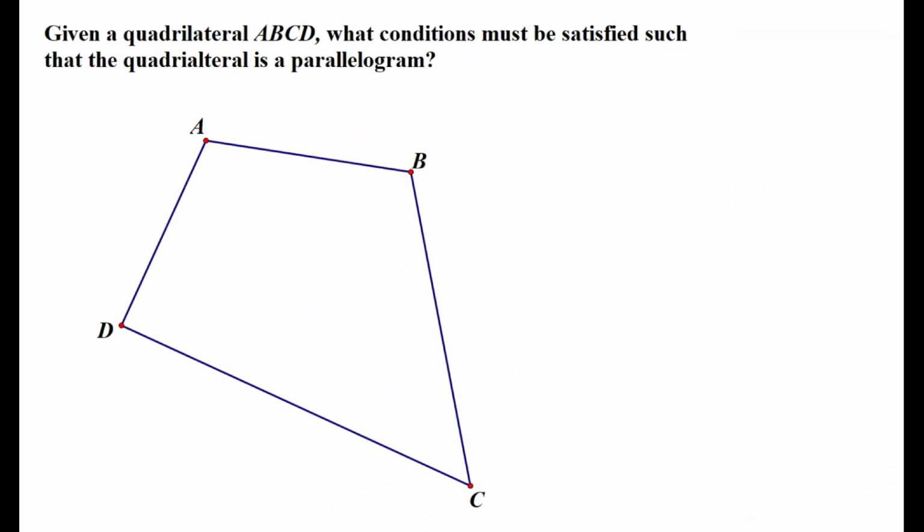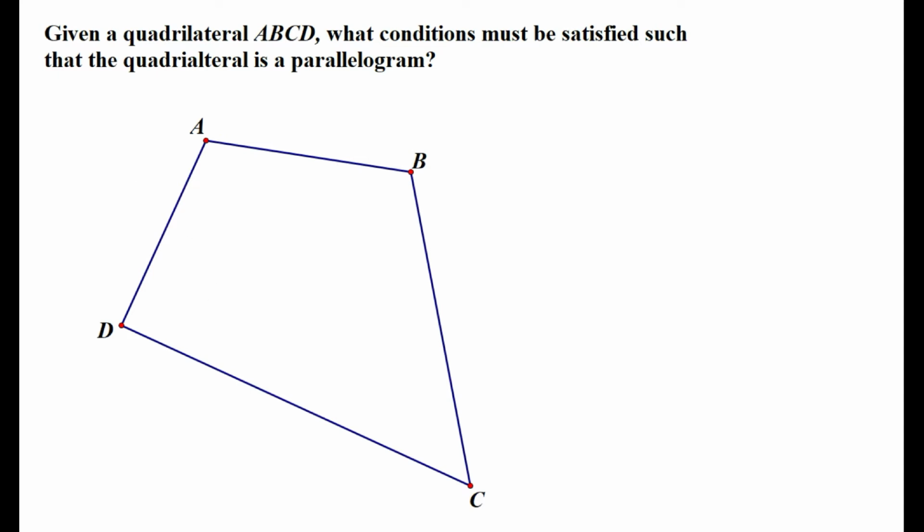So let's say we have a quadrilateral here, as shown in the figure. Let's call this quadrilateral ABCD. What conditions must be satisfied such that the quadrilateral is a parallelogram? So let's think about this. Obviously, we cannot just simply say that the diagonals bisect the quadrilateral into two congruent triangles, because we know that simply is not true. It doesn't become a parallelogram.